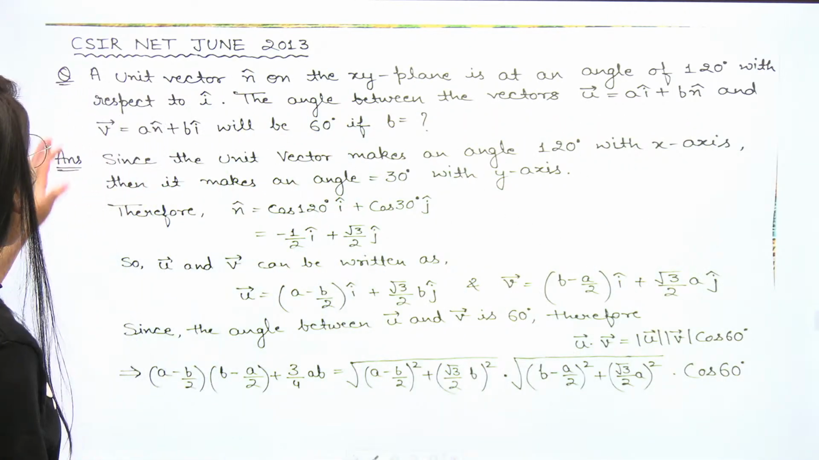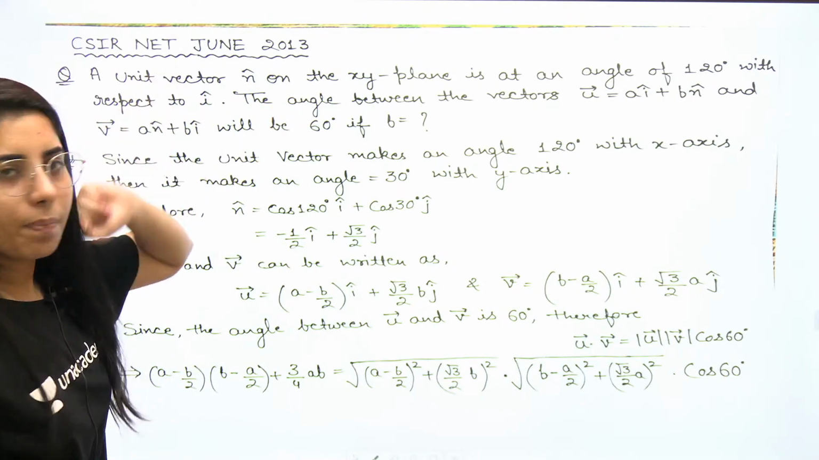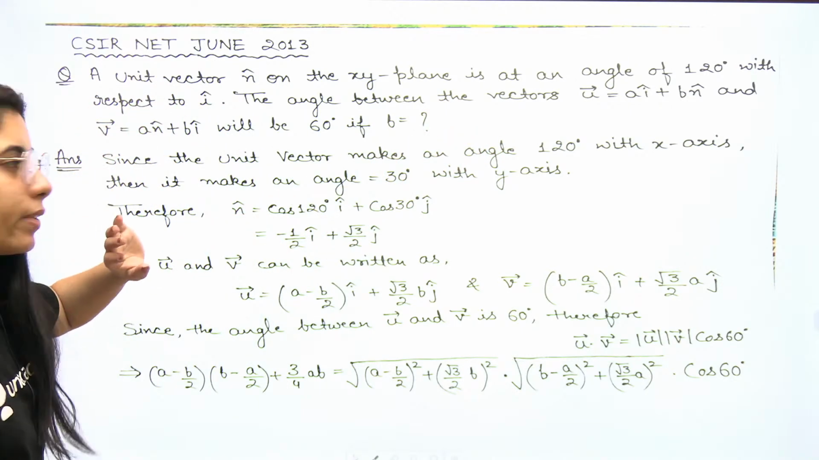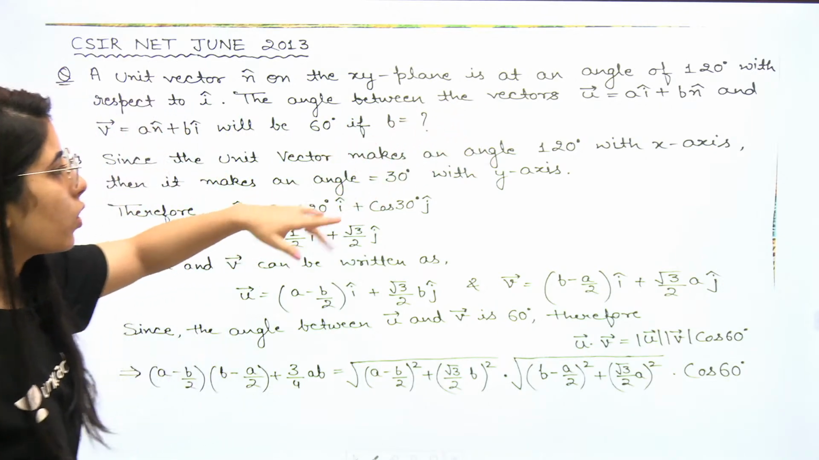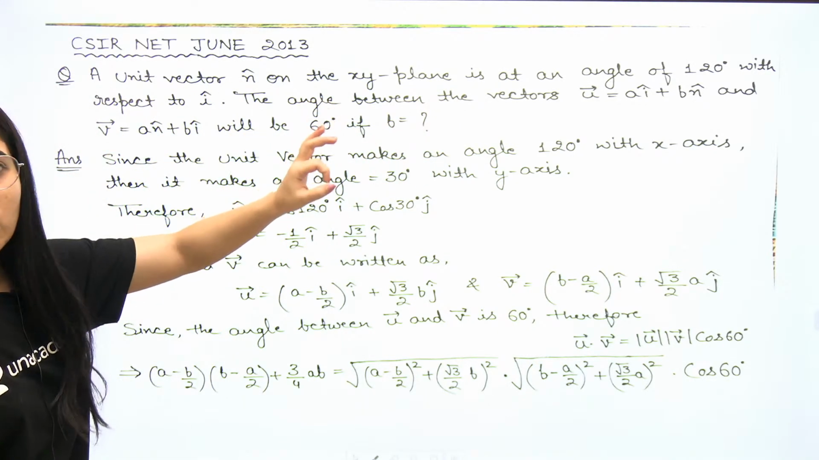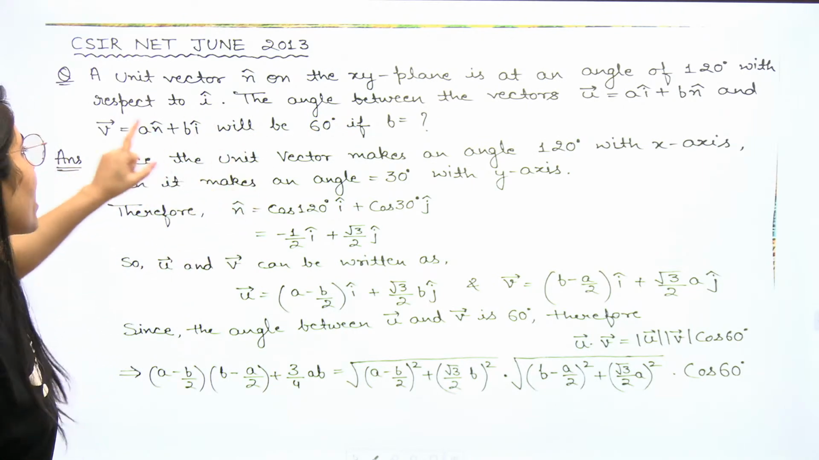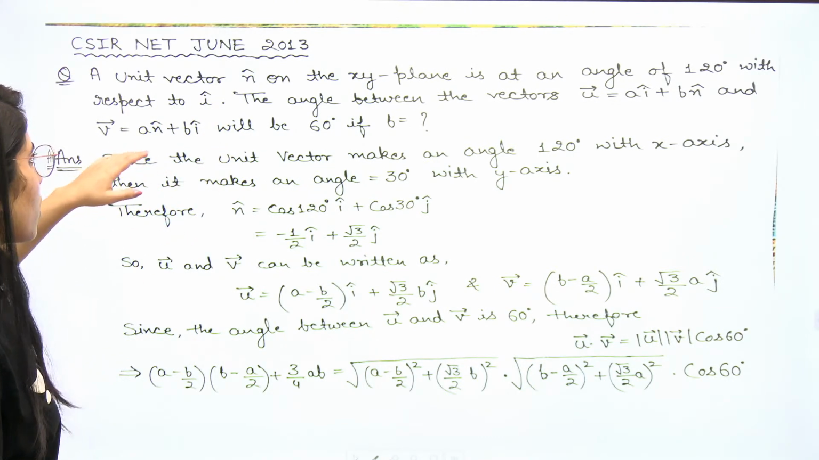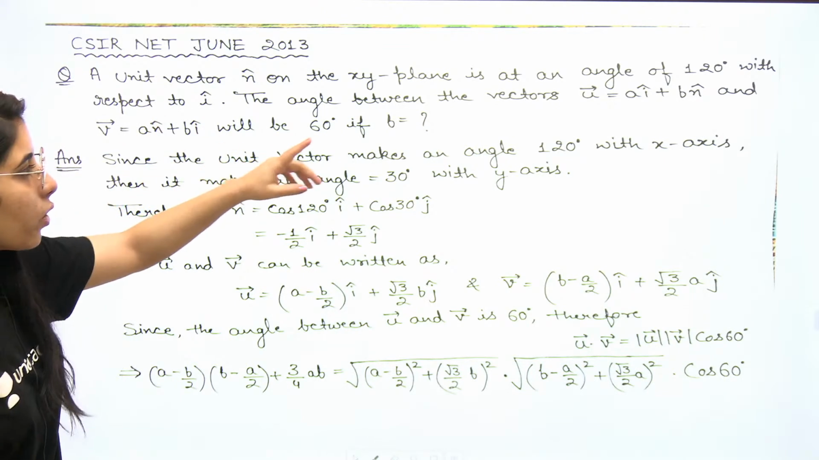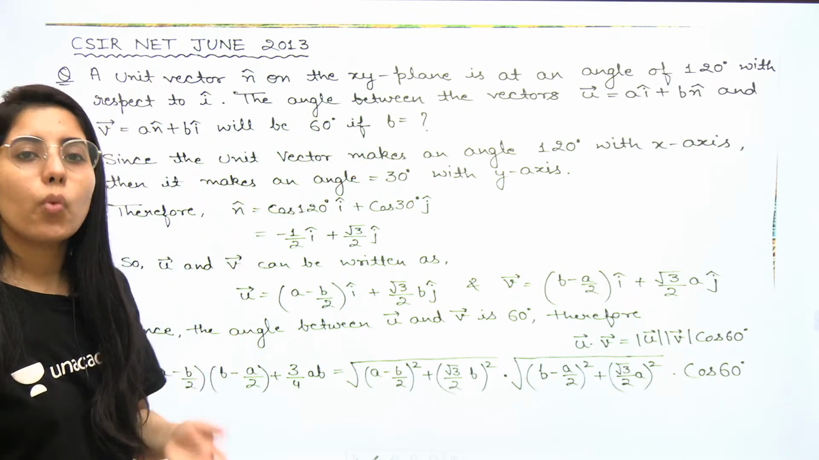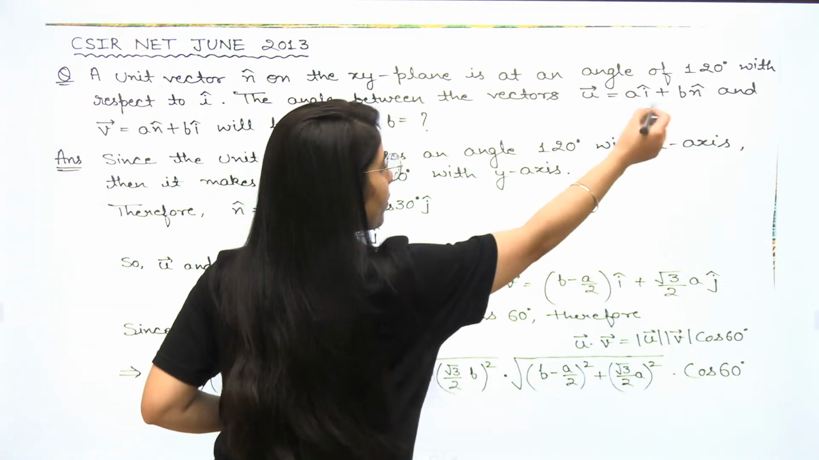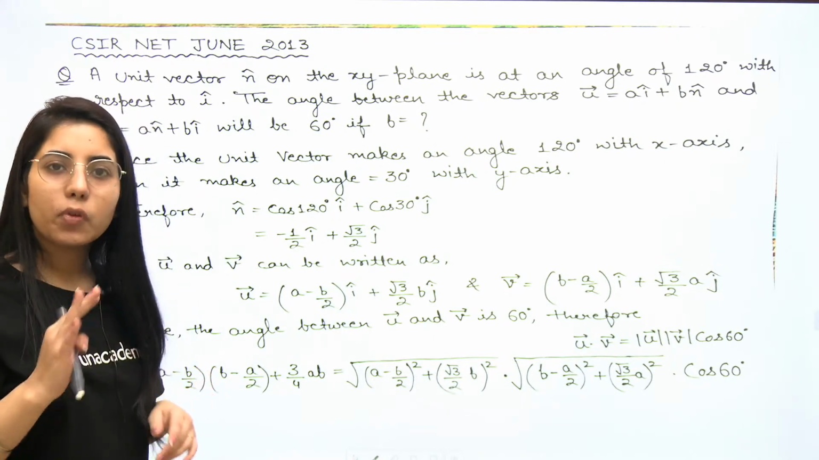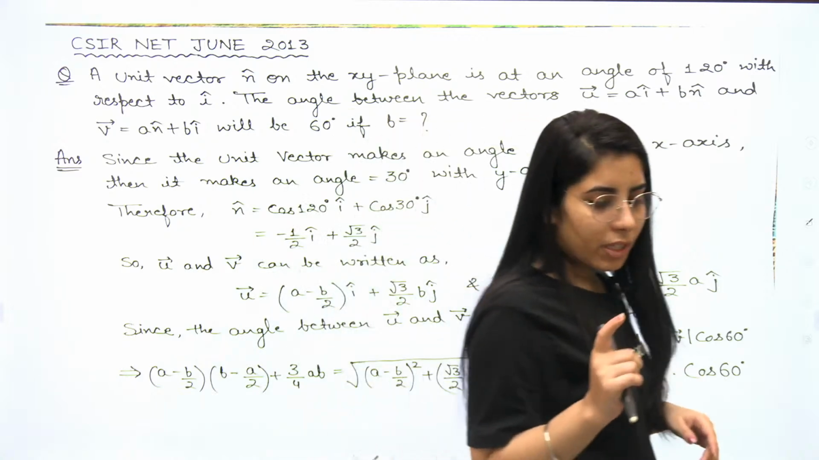So it is basically a unit vector n on the xy plane, which is at an angle of 120 degrees with respect to I cap. Clear? The angle between the vectors u and v, where u has the unit vectors I and n in it, and v also has the unit vectors n and I in it, like both are present in both expressions for u and v. The angle between u and v will be 60 degrees if b is equal to what? Here you can see a and b are present, so they are asking you to find the value of b, and that value you will get in terms of a. The options were given so that the value of b is in terms of a.